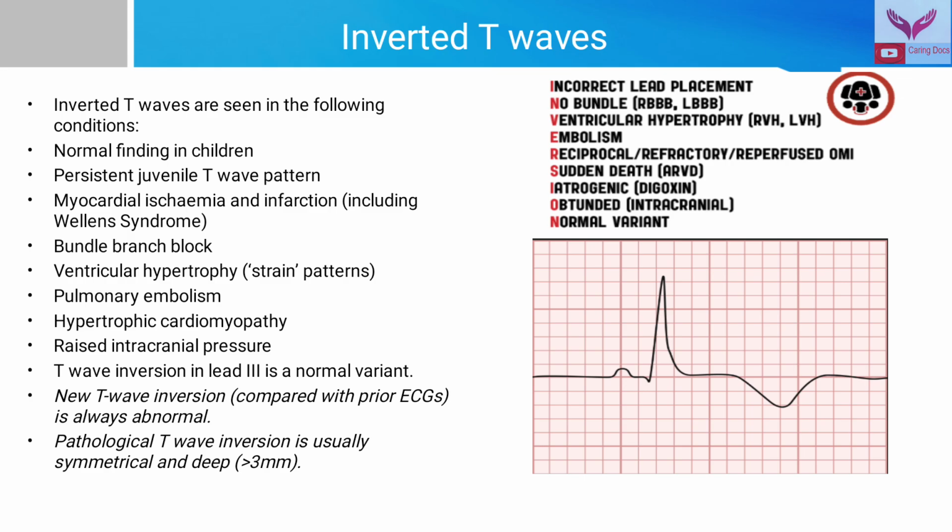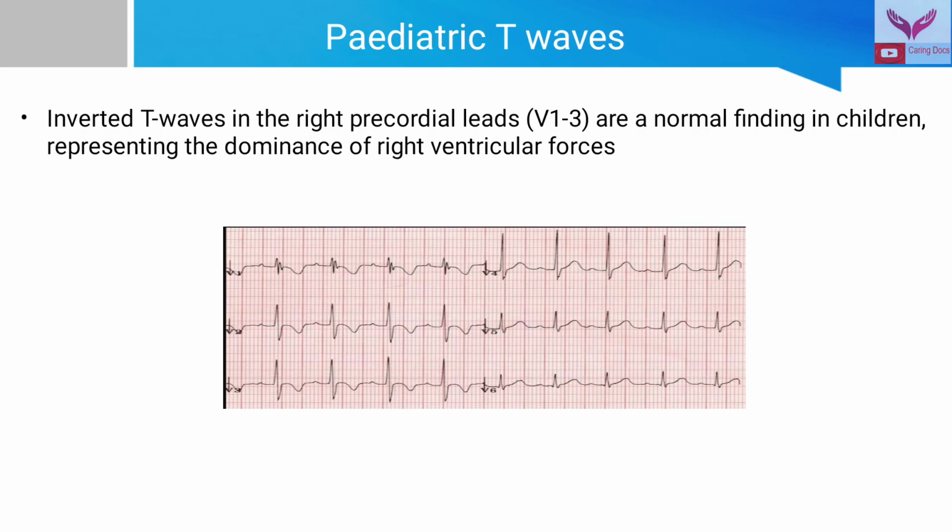We can remember inverted T waves as incorrect lead placement, bundle branch blocks, ventricular hypertrophy, embolism, reciprocal or refractory MI, sudden death, iatrogenic due to digoxin, obtunded because of increased intracranial pressure, and it could be a normal variant.